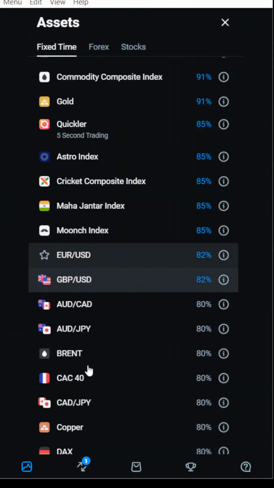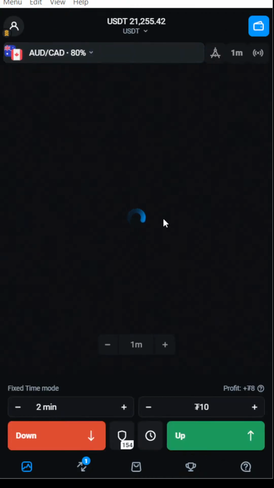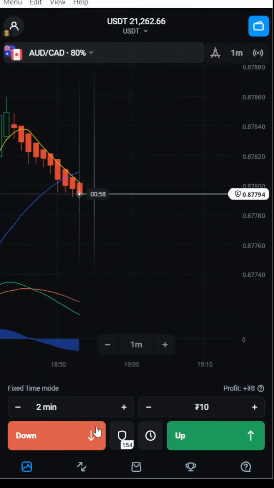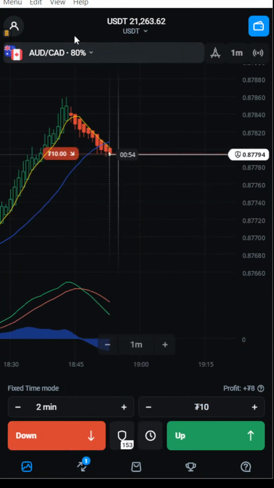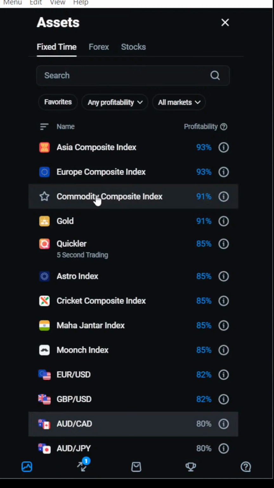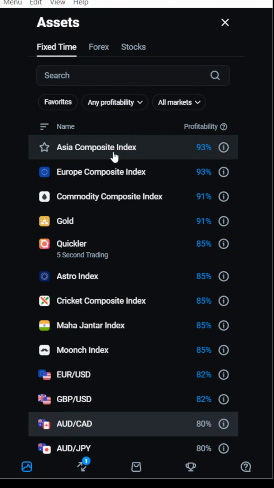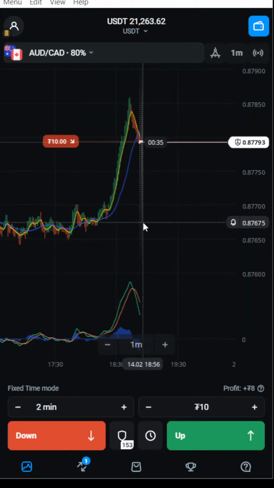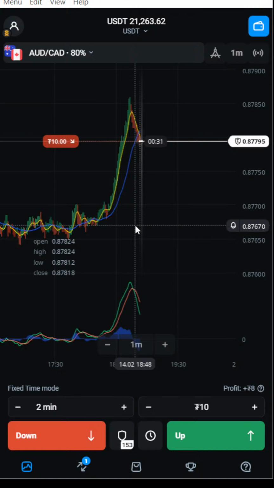Let's do some trading with this strategy. Check the asset. Guys, whenever you are choosing the asset, I kindly request you, please don't go only with the profitability percentage. Usually, why we are having some losses is because sometimes we bind ourselves only to a single asset like Asia composite, commodity composite or other composites. Why? Because we saw that here the profit percentage is high.